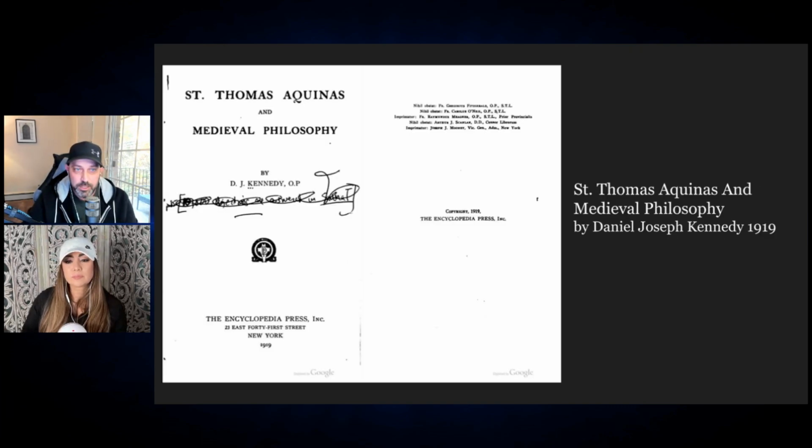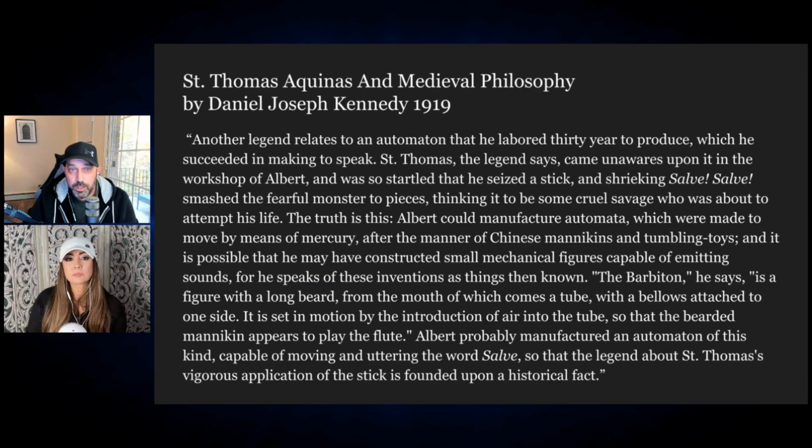Wow. And we got another one real quick here. St. Thomas Aquinas and the Medieval Philosophy by Daniel Joseph Kennedy in 1919. Not going to read the whole thing, but he is pretty much saying the same thing. There is another book here that is even referring back to, supposedly, this happened.